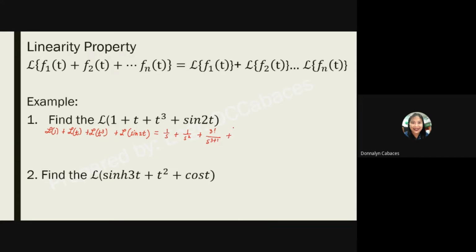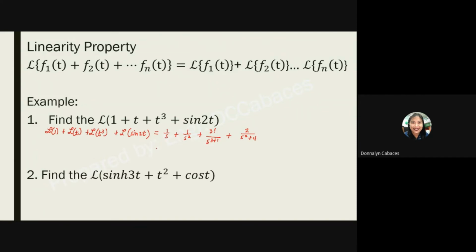And then the Laplace of sine of 2t. What is the Laplace of sine of omega t? That is omega over s squared plus omega squared. So therefore, you will have your omega here, which is 2. So that is 2 over s squared plus 4. Okay? So you may just simplify your answer.